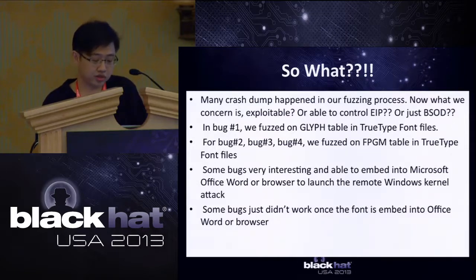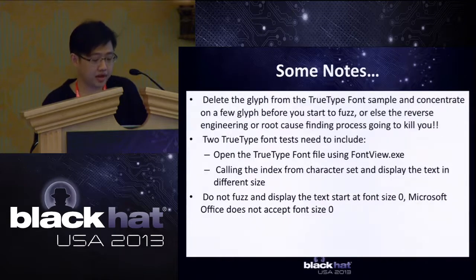you need to use some trick or creativity to execute the shellcode after you control the EIP or are able to override the parameters of the fnt_global graphic state type structure. Some bugs are very interesting and able to be embedded into Office Word files and HTML, and some are not. And here are some notes we would like to share.